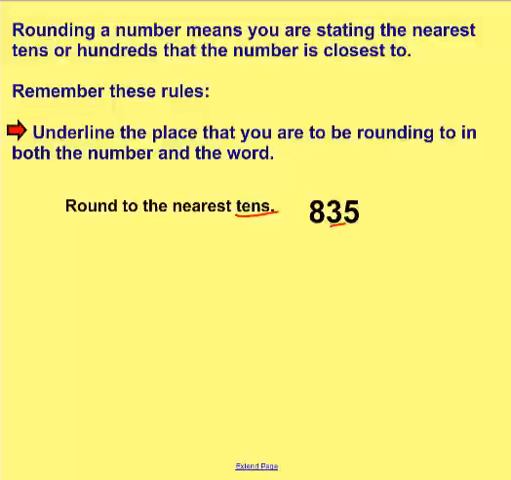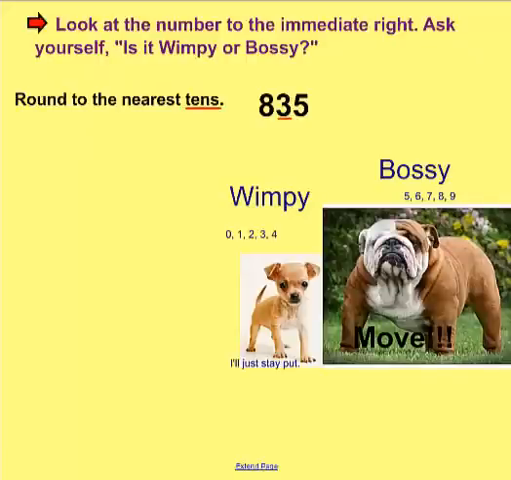So that's step number 1. Step number 2. Look at the number to the immediate right. Ask yourself, is it Wimpy or bossy? Well, we have the tens underlined, and we're going to go to the immediate right. That was our direction. It's a 5. Is a 5 bossy or is it Wimpy? If you said bossy, you are correct. 5, 6, 7, 8, 9 is bossy. Okay, now let's look at the next step.